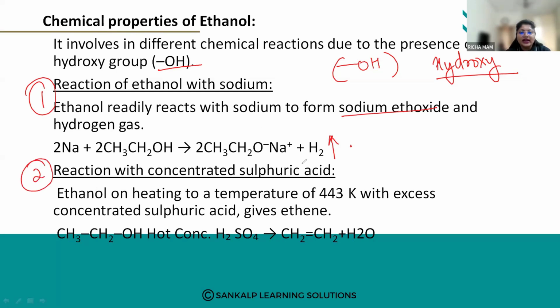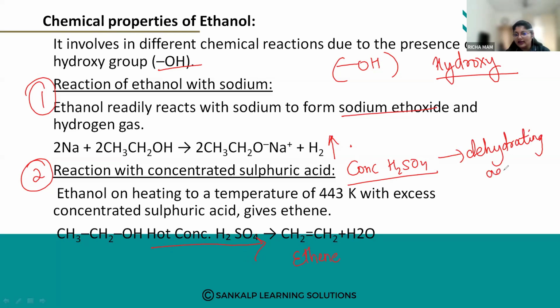Then the second one is how it reacts with concentrated sulfuric acid, H2SO4. When you react ethanol with hot concentrated sulfuric acid, you are going to get ethene. Your concentrated acid, H2SO4, is used as a dehydrating agent. Remember that? Dehydrating agent. What do you mean by dehydrating? Dehydrating means to remove water. Removal of water is dehydration.